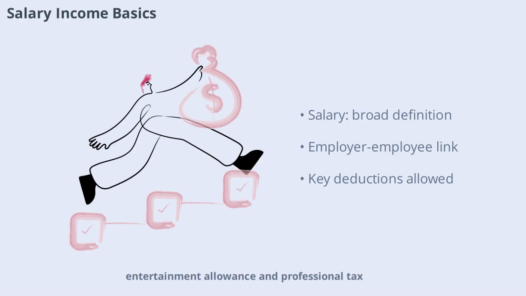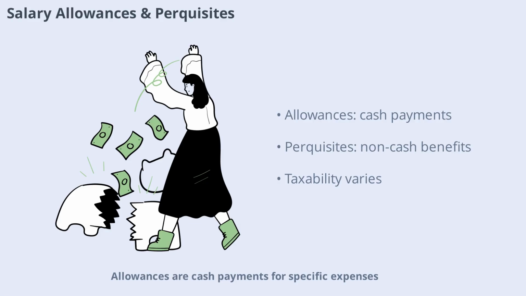Allowances are cash payments for specific expenses, such as dearness allowance or house rent allowance, HRA. Some are fully taxable, some partially exempt, and some fully exempt. Perquisites are non-cash benefits like rent-free accommodation or a company car. These are classified as fully taxable, taxable with conditions, or exempt. Understanding these categories helps in accurate salary computation.